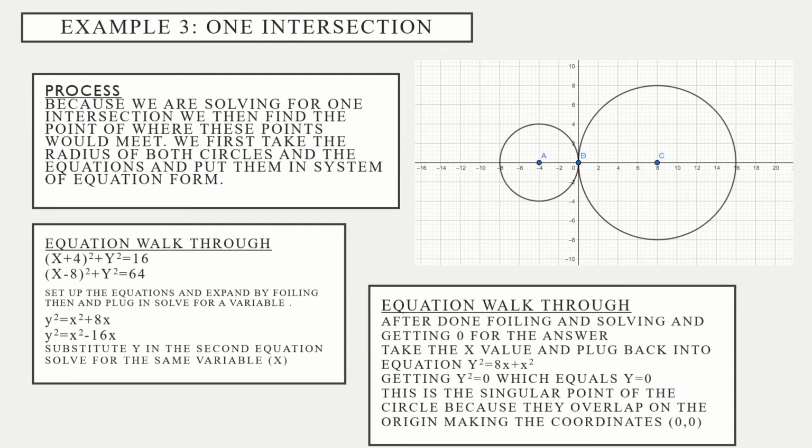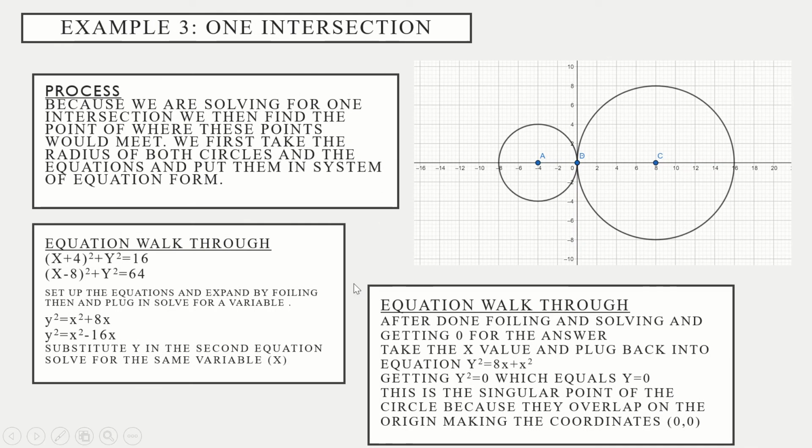So for our next example, it's one intersection. Because we're solving for one intersection, we would find the point of where these circles would meet, and we take the radius of both circles, and you're basically doing the same thing. The only difference here is that I did not base it around the origin or circle around the origin. The intersection is at the origin. So this is how you would set it up. (x + 4)^2 + y^2 = 16. That would be the smaller circle. And (x - 8)^2 + y^2 = 64. That would be this bigger circle.